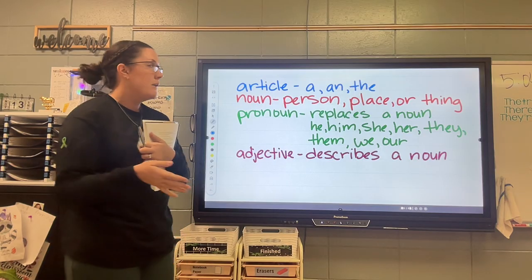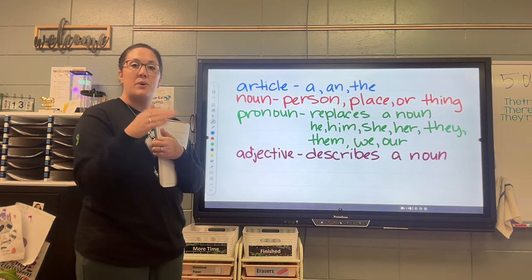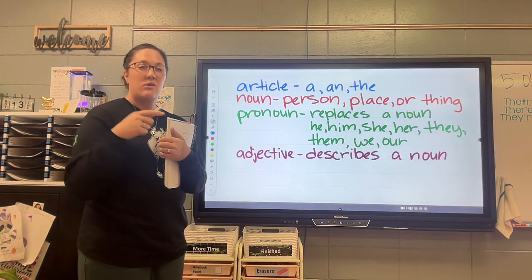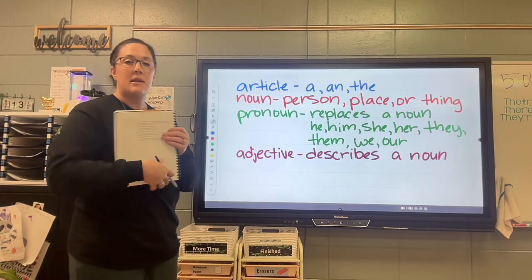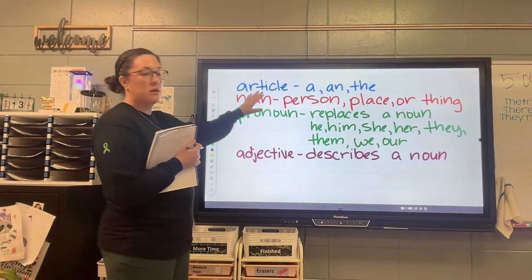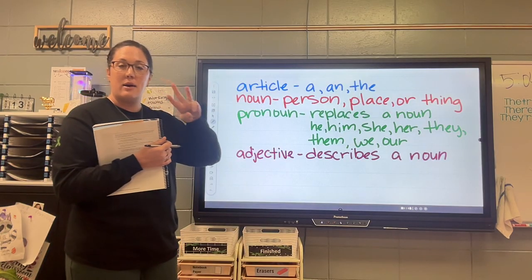If you are ready, then we're going to do some review. So what we're going to do is go through each of the parts that you're going to end up labeling in your sentences, so that we have a review of some of those things, and then we're going to practice, okay? So our first thing is articles. If you remember, our articles are just the three words a, an, and the, okay?